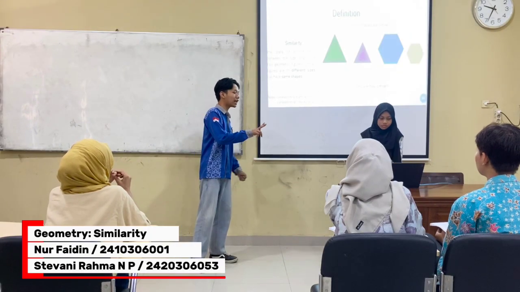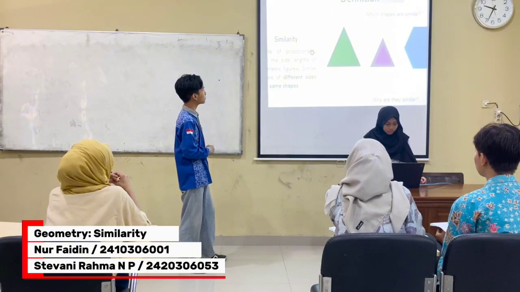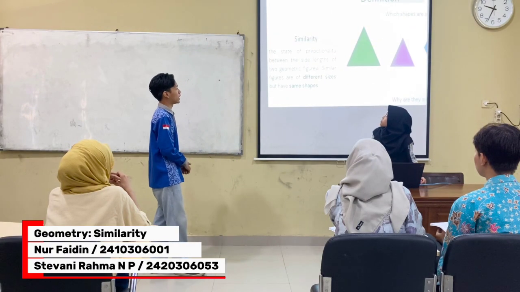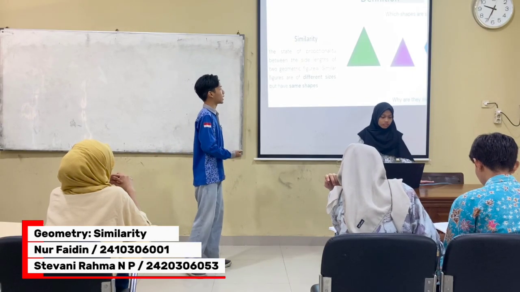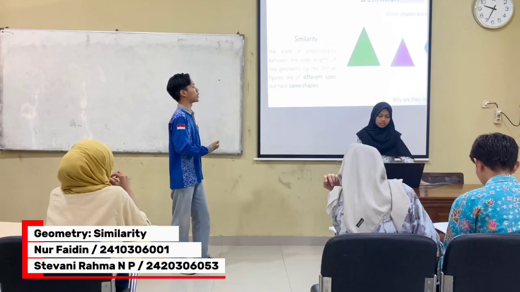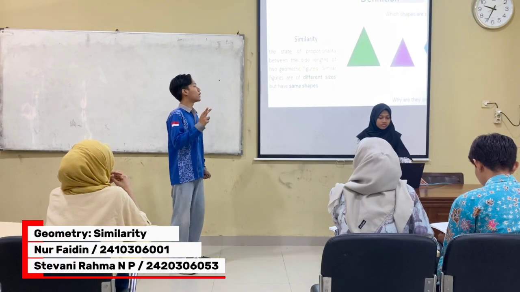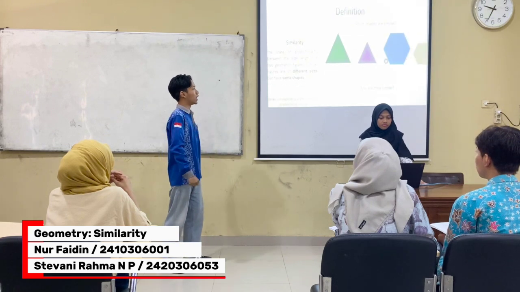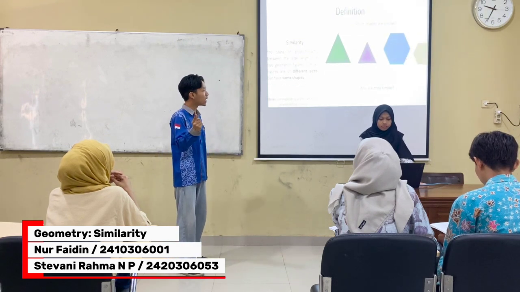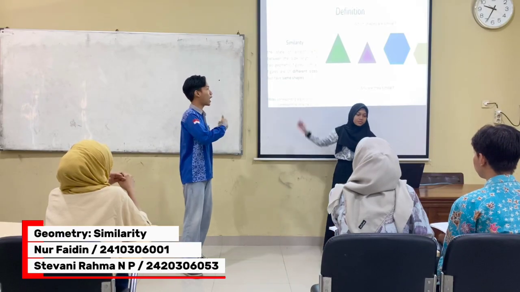Definition. I can zoom in. Similarity definition: similarity is the state of proportionality between the sides of two geometric figures. Similar figures are of different size but have the same shape. Now, this is the key: different size but same shape.